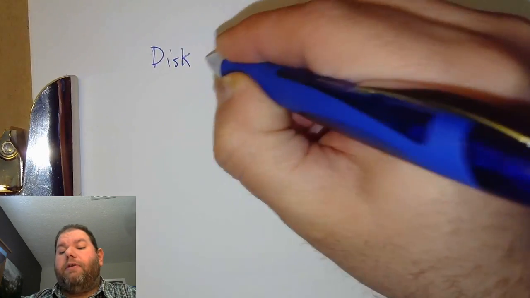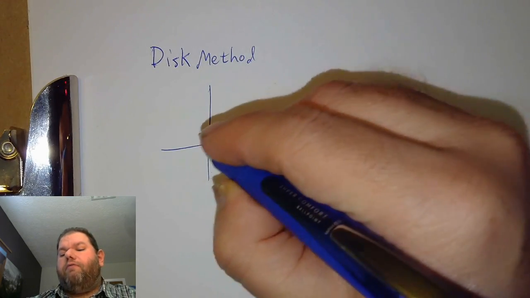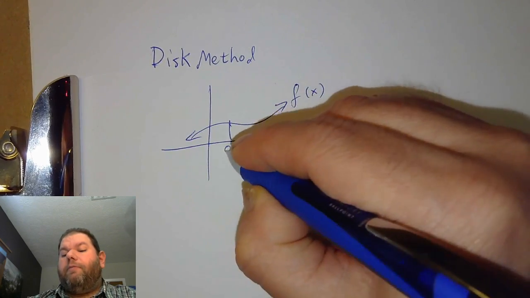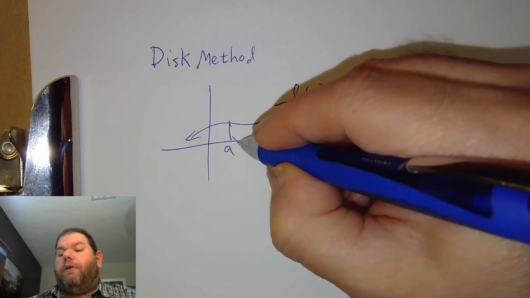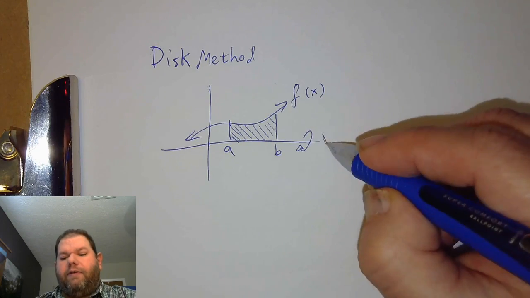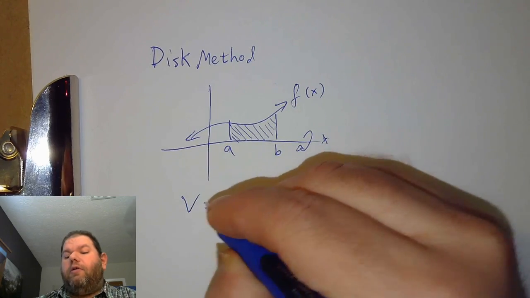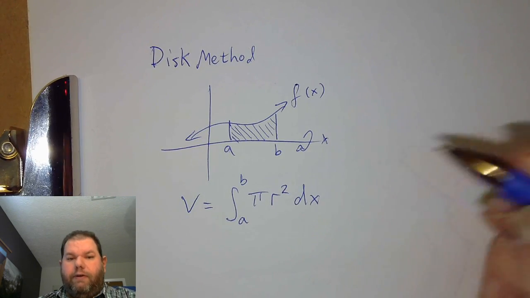So, last time we introduced the disk method, and just to recap, the disk method says that if we have a region bounded by a function f of x from a to b going around an axis, so basically this is our area, and this shape is being revolved around the x-axis in this case. Our formula for that is the integral from a to b of pi r squared dx.